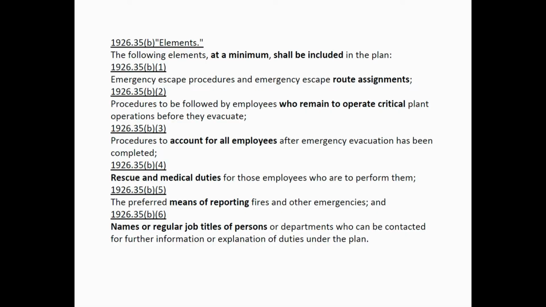Bravo 6, names or regular job titles of persons or departments who can be contacted for further information or explanation of duties under the plan. So this is a very common thing. For fire, call these people. For medical emergency, call 911. For chemical spill, call this group.